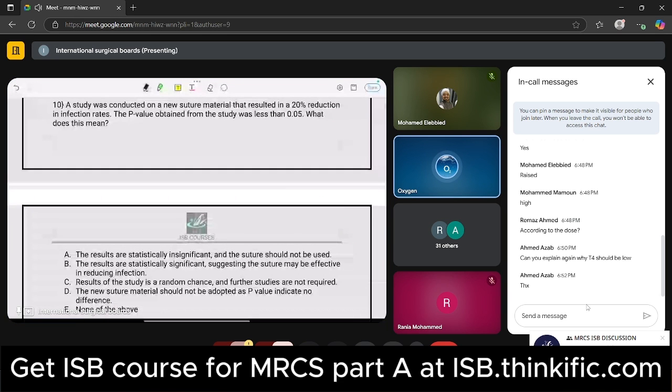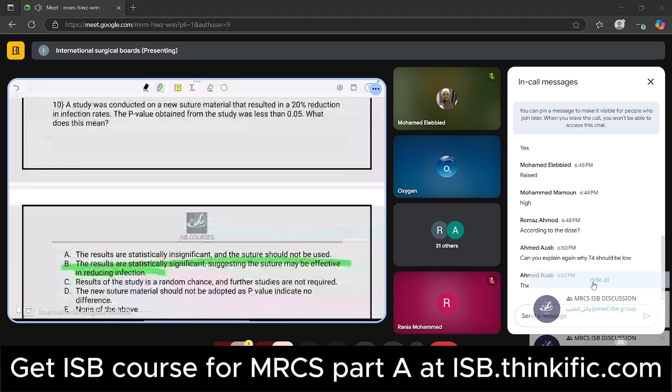A study was conducted on a new suture material that resulted in a 20% reduction in infection rates. The p-value obtained from the study was less than 0.05. This means the results are statistically significant, suggesting the suture may be effective in reducing infection. So B. Okay, everyone agrees? Everyone agrees?